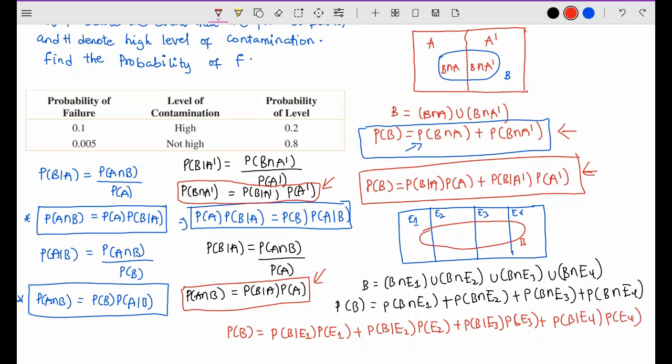Okay, so you can have a lot of sub events in the sample space. It depends on the question. So if you have something like that, just know how to apply the total probability rule. Okay, so now let's focus on the example that I have here.